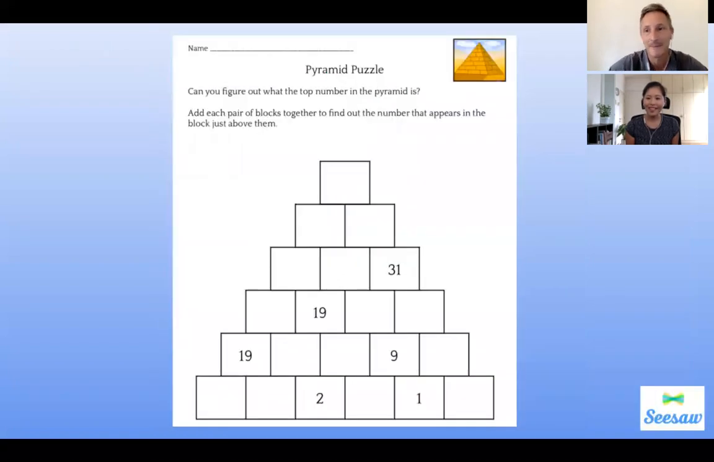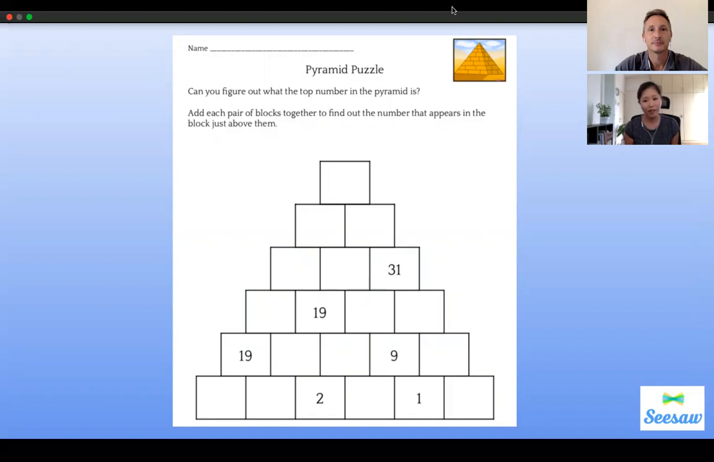And to get us started, we're going to start with our little warm-up. And our warm-up is actually going to be our first Seesaw activity. This is for you to review your addition strategies. And it's kind of a fun way to do it.